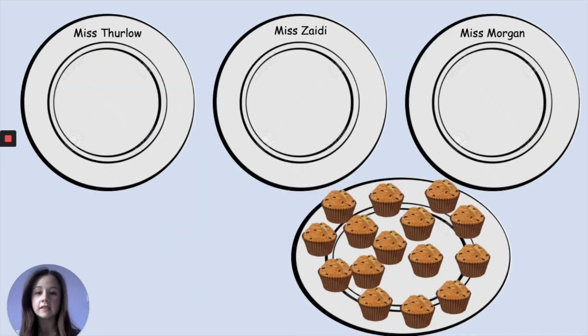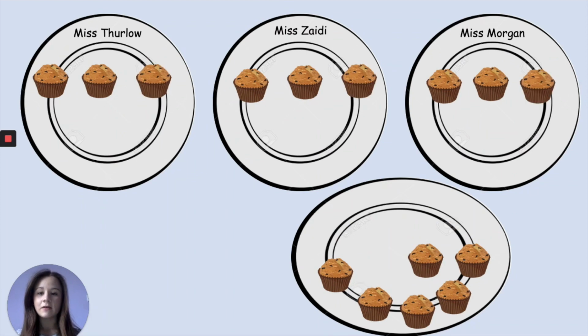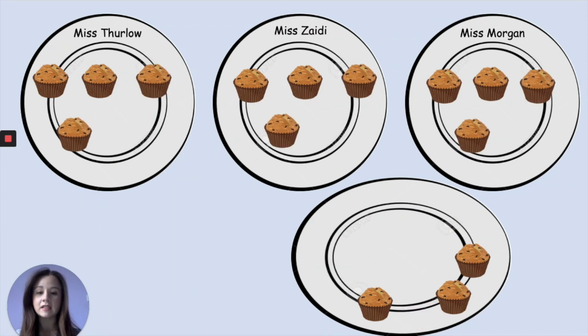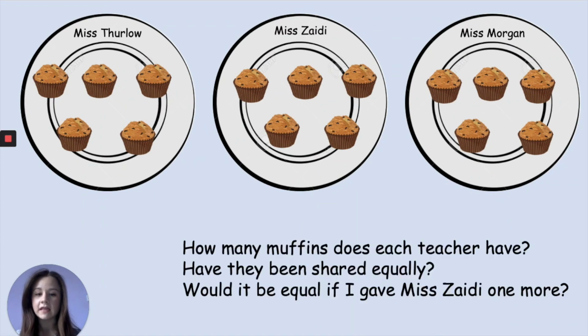The answer is, so here I have Miss Thurlow's plate, Miss Zadie's plate and my plate. Now we're going to start by giving each teacher one muffin, and then another muffin, and then another muffin, and we will keep doing this until there's nothing left. How many muffins do we each have? Have they been shared equally? And would it be equal if I gave Miss Zadie one more? Pause the video to work this out.